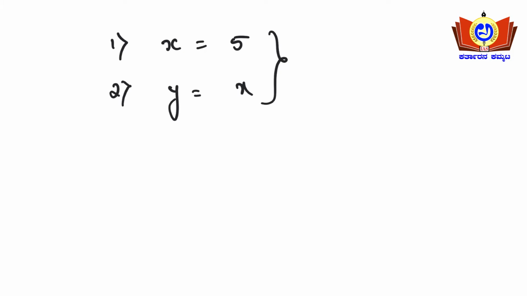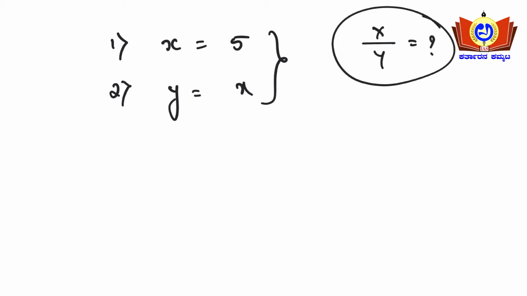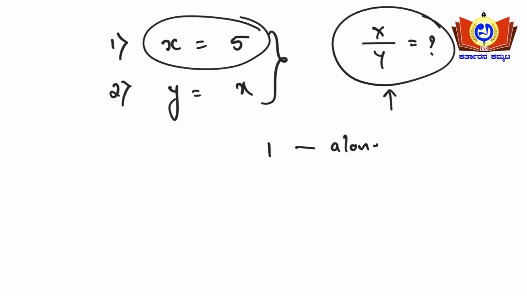Two statements have been given here, and they are asking to find whether x by y is an integer. This is the question. So friends, when you read the first statement, it doesn't say anything about y. But the question is asking whether x by y is an integer, so statement 1 alone is not sufficient. This is the first step.